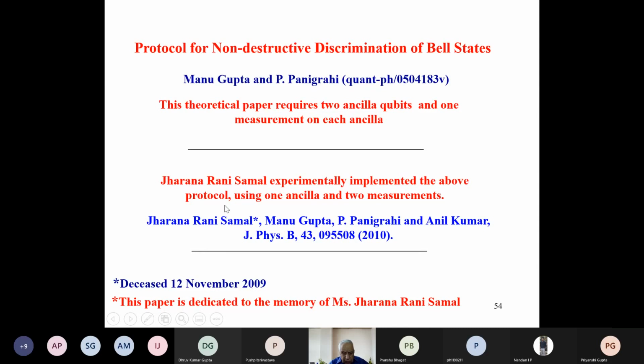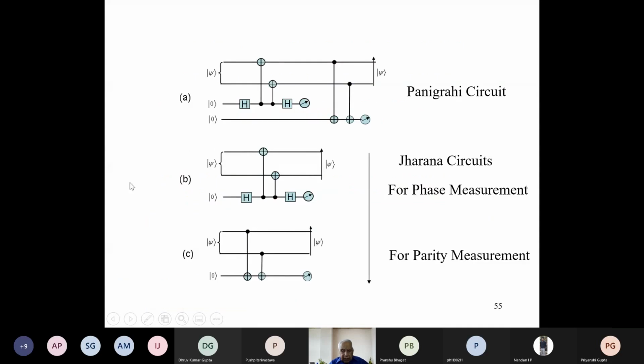implemented the above protocol using one ancilla and two measurements. So the Panigrahi circuit required 4 qubits and prepared the Bell states only once, and through local operations distinguished which Bell state it is. We had only 3 qubits, so we performed 2 separate measurements, one of this kind and one of this kind. For phase measurement and parity measurement, we managed with 3 qubits.